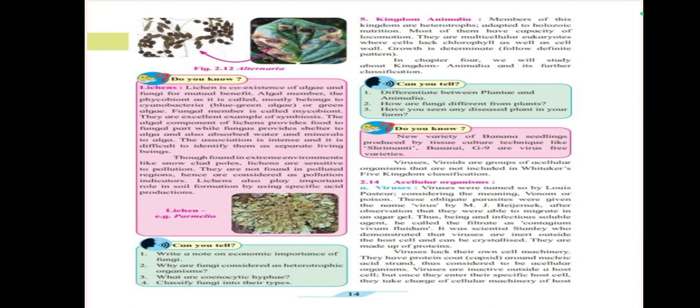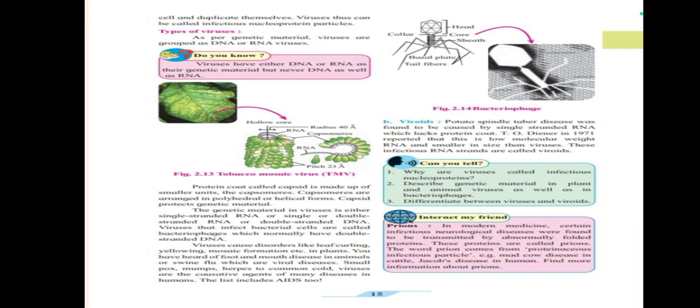They are made up of proteins. Viruses lack their own cell machinery. They have a protein coat, the capsid, around nucleic acids and thus are considered to be acellular organisms. Viruses are inactive outside the host cell, but once they enter their specific host cell, they take charge of the cellular machinery of the host cell and duplicate themselves. Viruses thus can be called infectious nucleoprotein particles. Types of viruses. As per genetic material, viruses are grouped as DNA and RNA viruses.